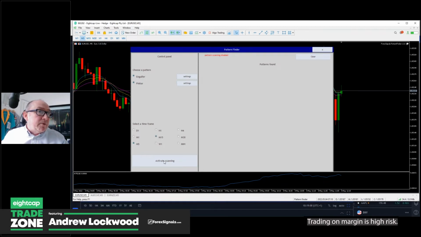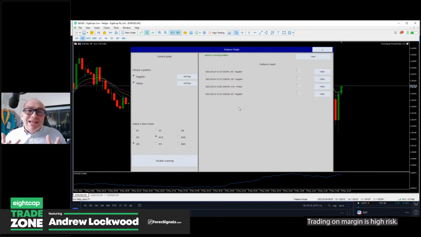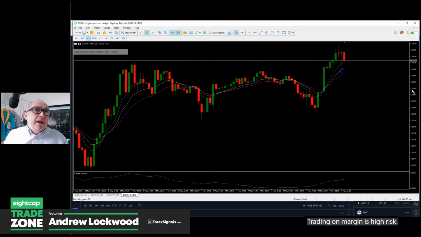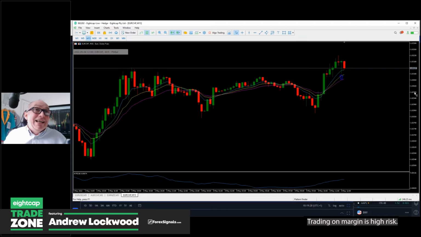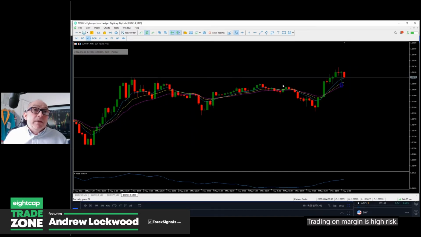So I'm just going to activate the scanner and it's going to pull up potential trade setups. Now, this is just telling me where these price action patterns are. What I need to do is look at the actual chart, look at the higher time frame to see if there is indeed a potential trade opportunity. I'm just going to go straight to this Euro Swiss trade and see what's going on there at the moment. And indeed, I will tell you now, this has a potential trade setup for me.